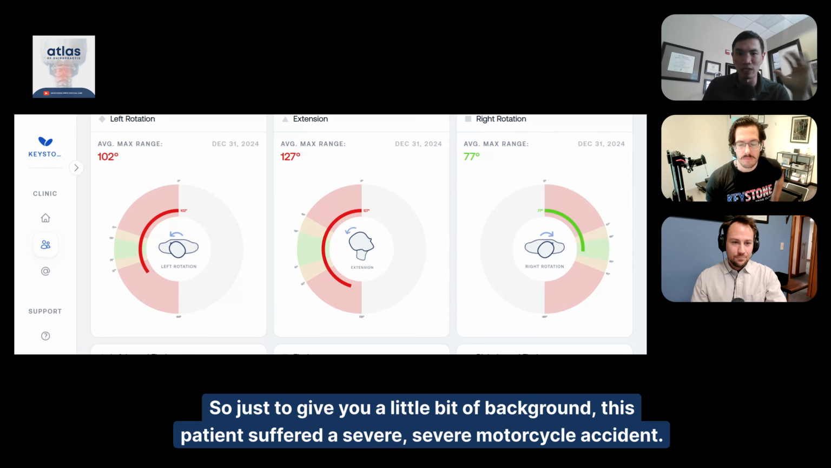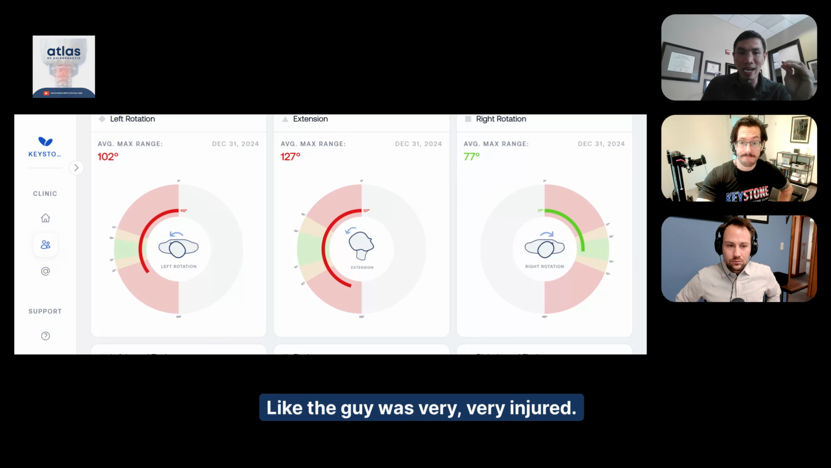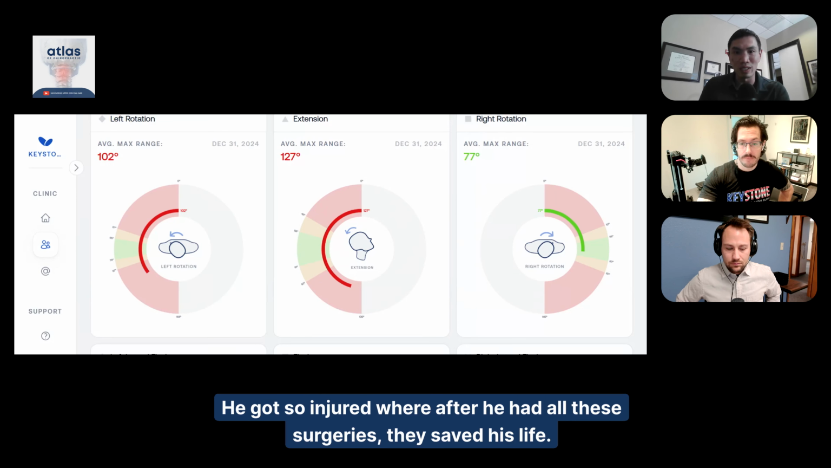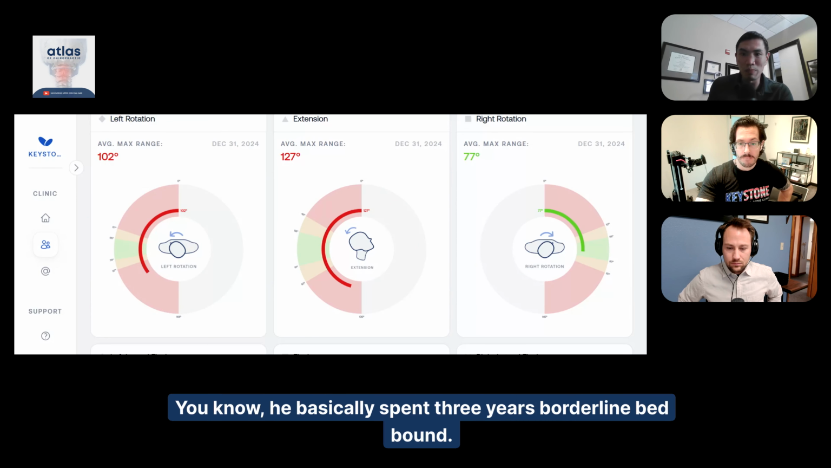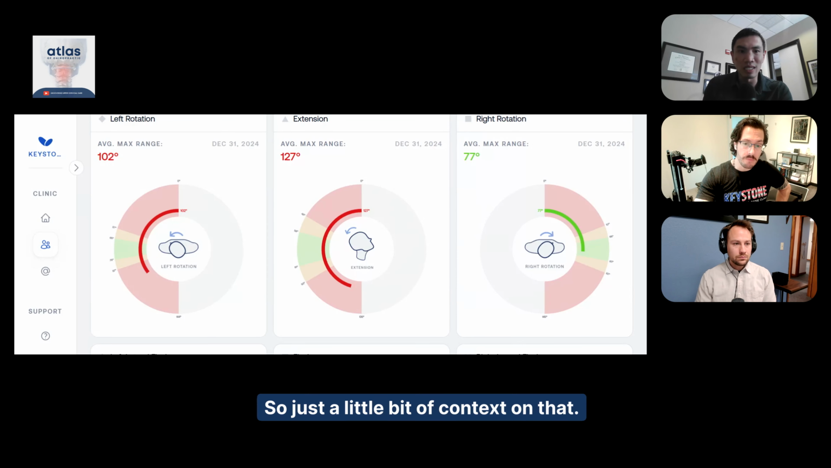So just to give you a little bit of background, this patient suffered a severe motorcycle accident. He required multiple surgeries in order to save his life. Like, the guy was very injured. After he had all these surgeries, they saved his life, he basically spent 3 years borderline bedbound. Like, he was hardly moving at all. So just a little bit of context on that.